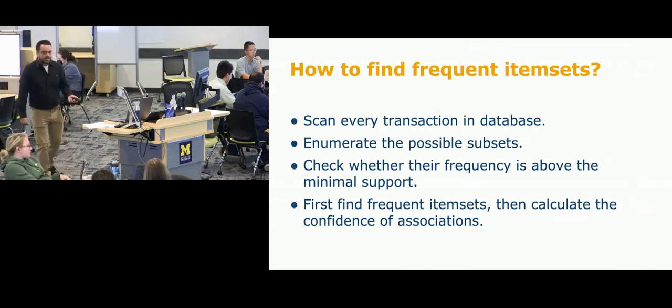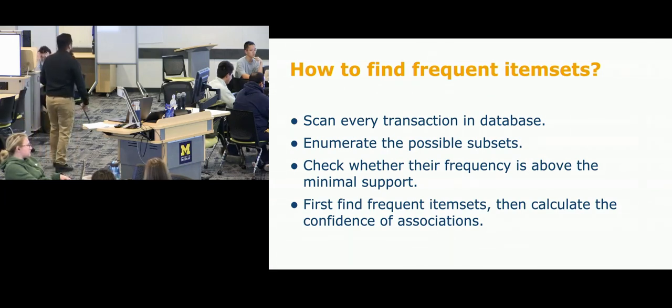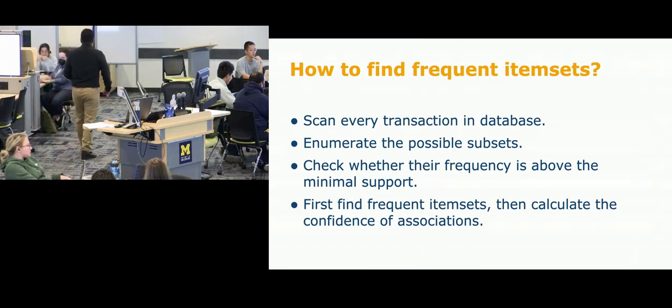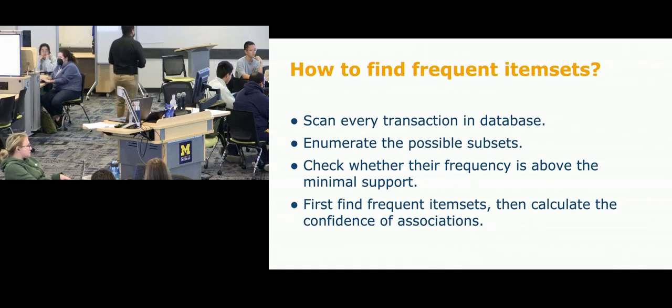Scan every transaction in the database, enumerate the possible subsets, check whether their frequency is above the minimal support, and first find frequent item sets, then compute the confidence of those associations. Okay?